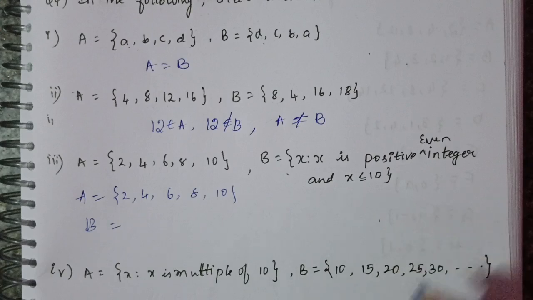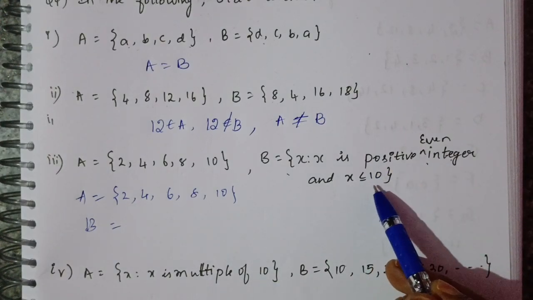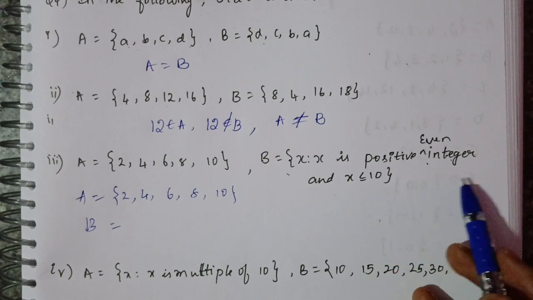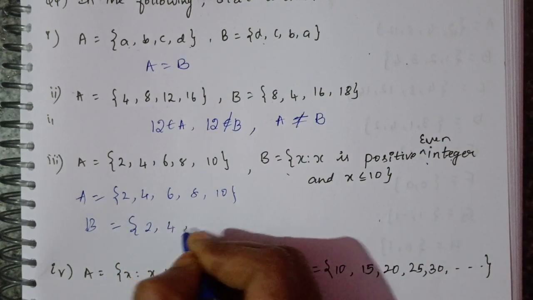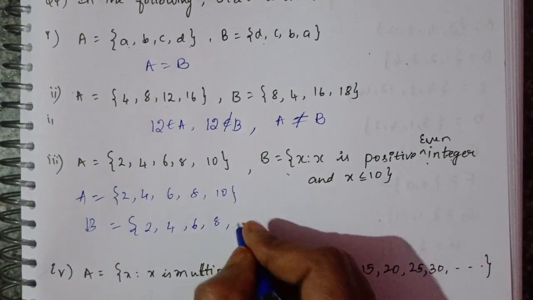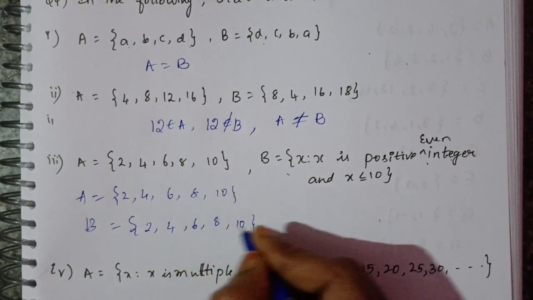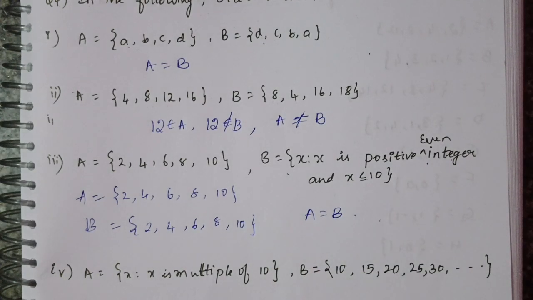What is given for set B? x is a positive even integer and x is less than or equal to 10. Positive even integers less than or equal to 10 means what will you get? 2, 4, 6, 8, and since it is less than or equal to 10, 10 is also included. So here A is equal to B. Yes, A is equal to B.